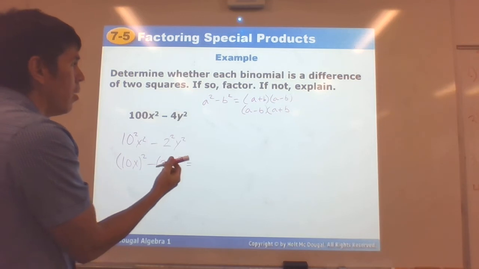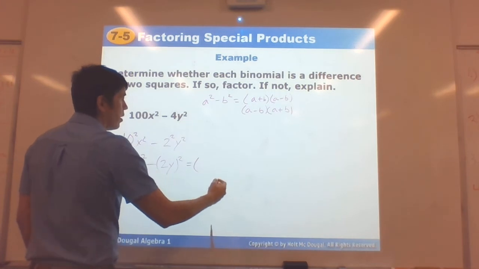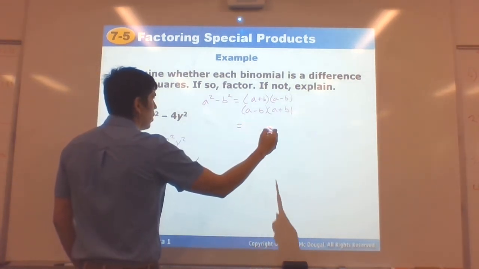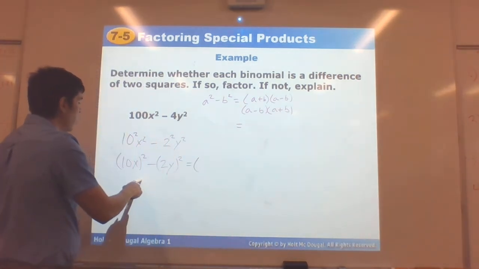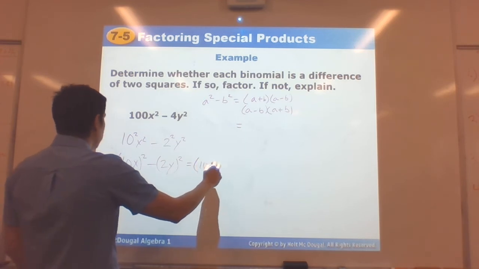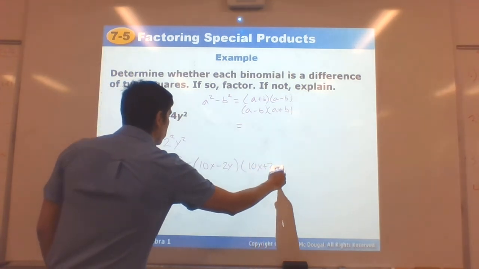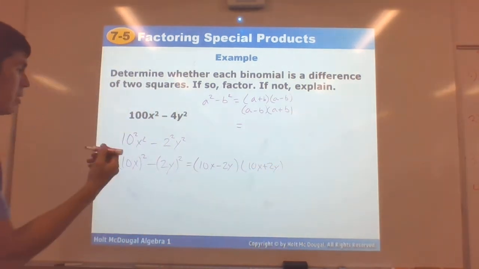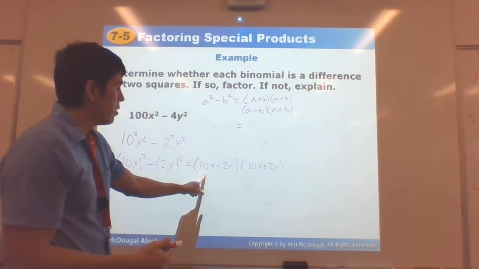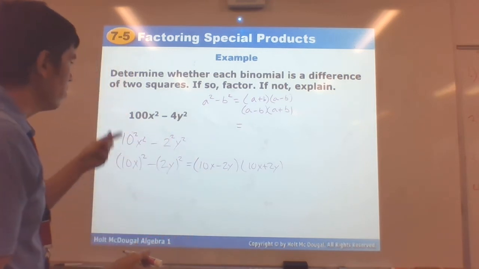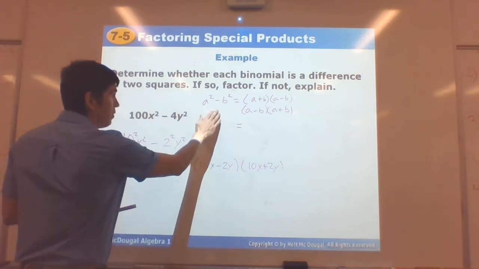Now we can use this rule to go ahead and find the factors. According to this rule, let's go to expand. This is going to be (10x minus 2y) and (10x plus 2y). And you'll find that if you go ahead and say these are my factors, and FOIL the factors, you would get the original answer. You're following the difference of squares rule.